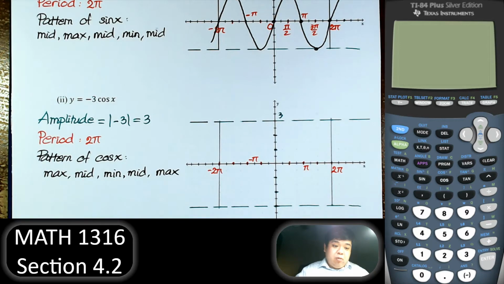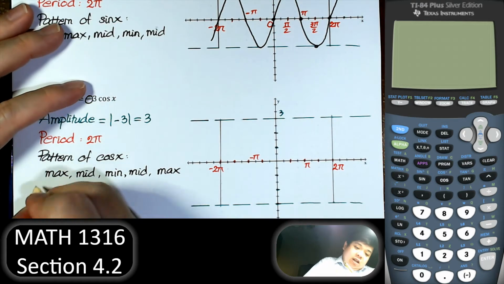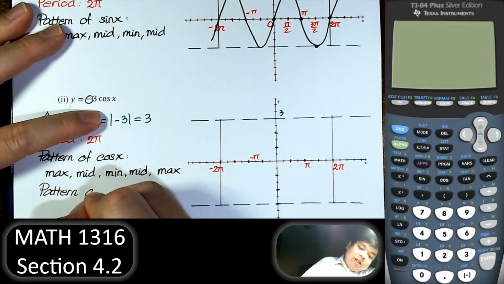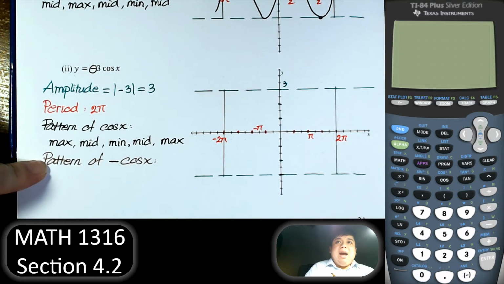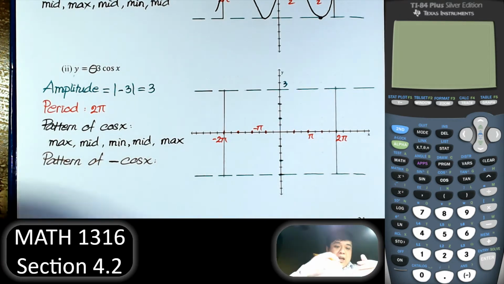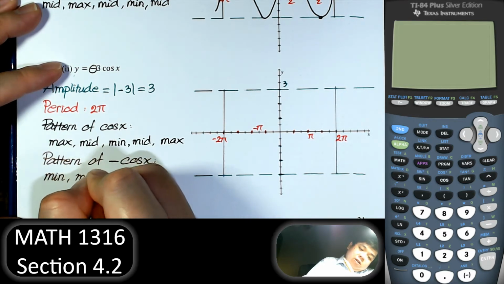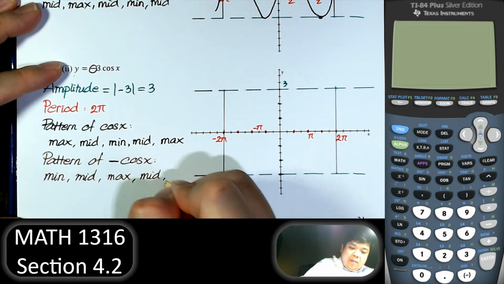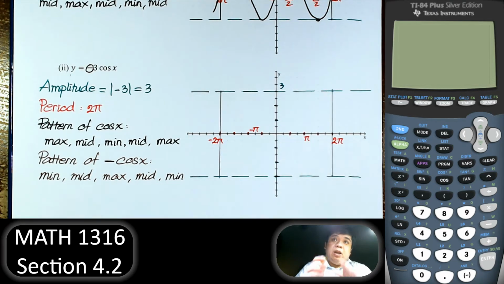However, in this form we have the negative. So we have to pretty much flip everything. The pattern of negative cosine of x. Of course, if it is the maximum, we throw in the negative, it flips down and becomes the minimum. So max becomes min, middle is still middle. Minimum becomes max, middle still middle. Max becomes min. So those are the patterns corresponding to 4 equal increments on a period.